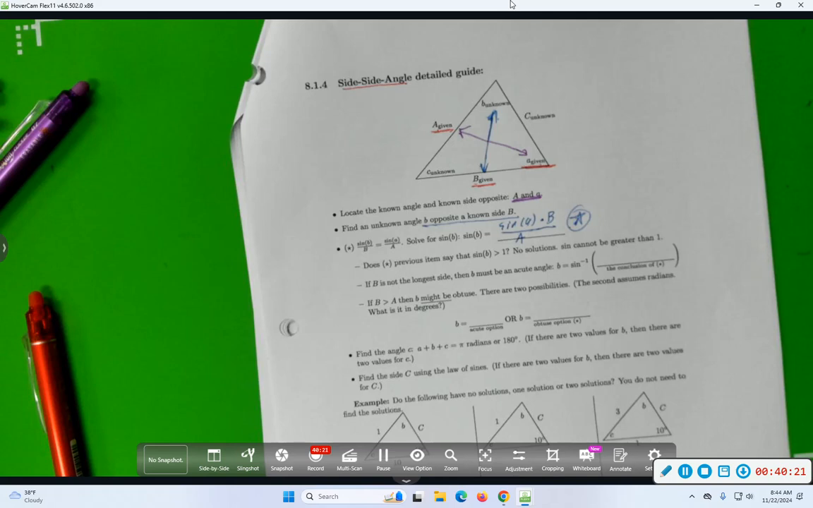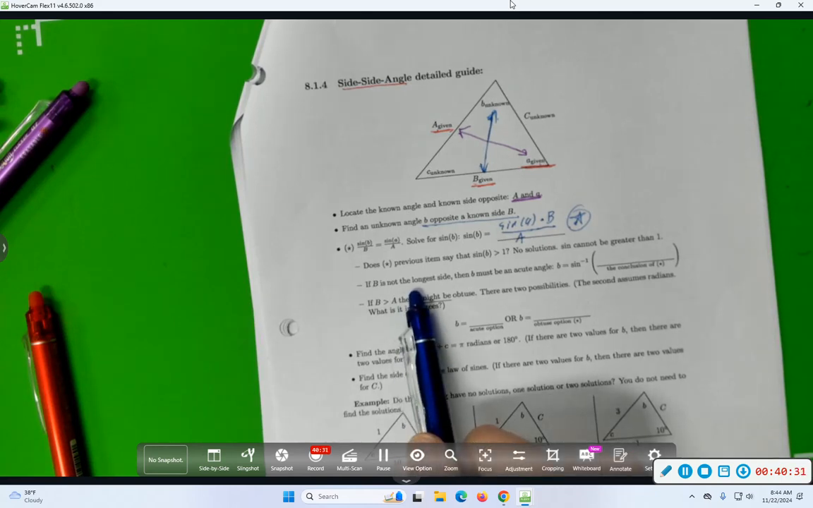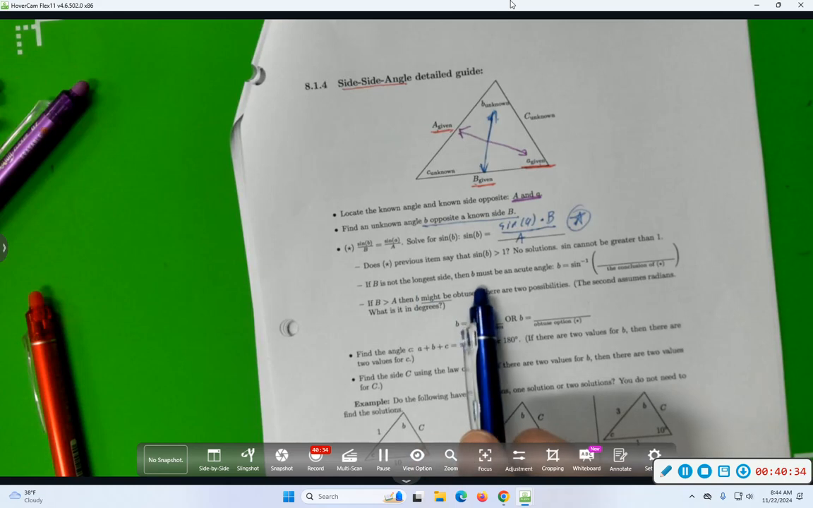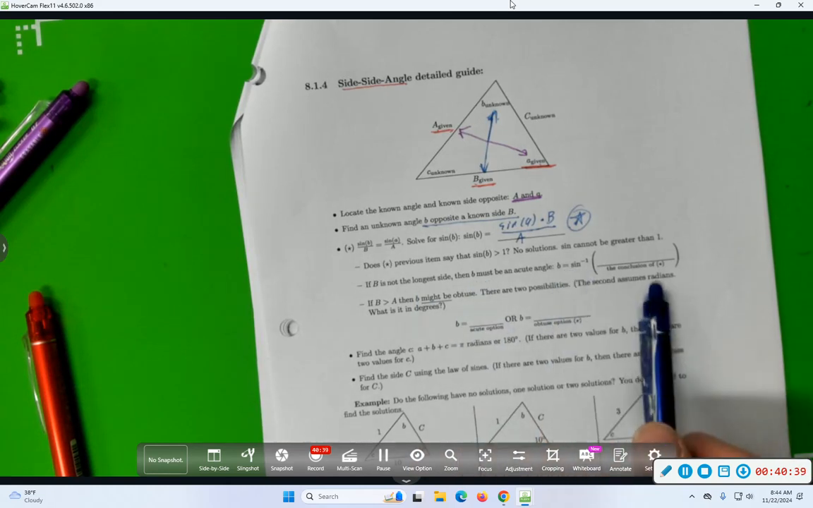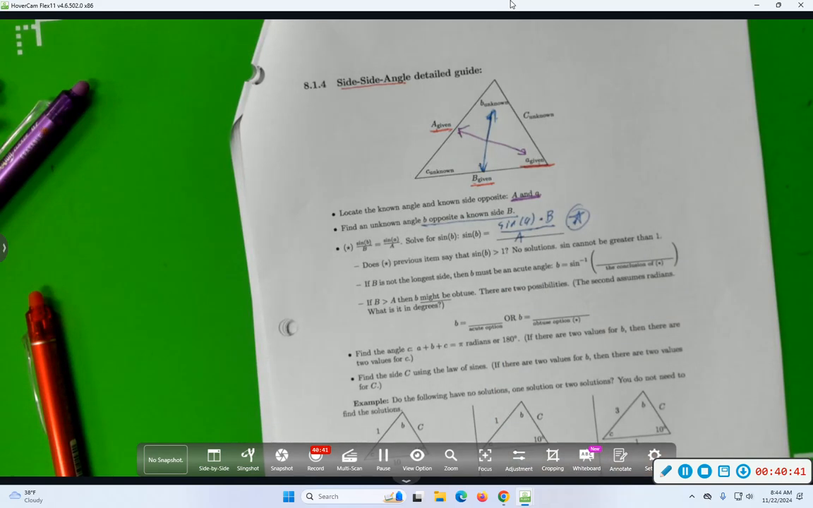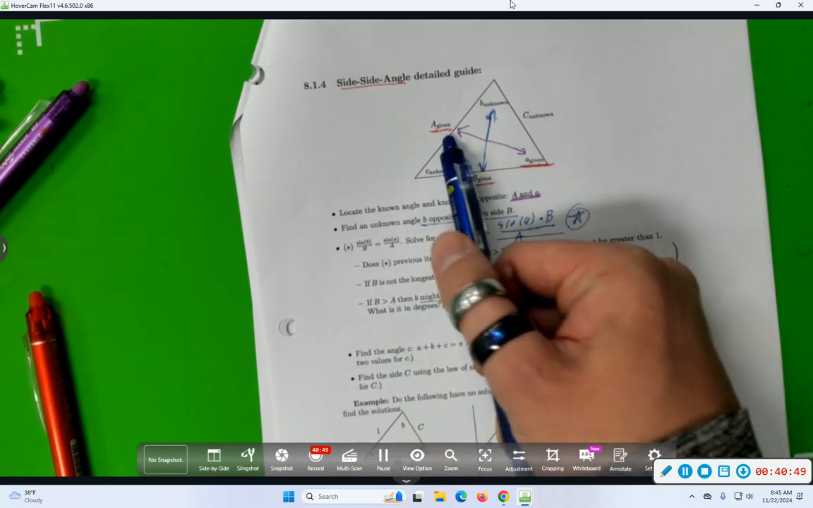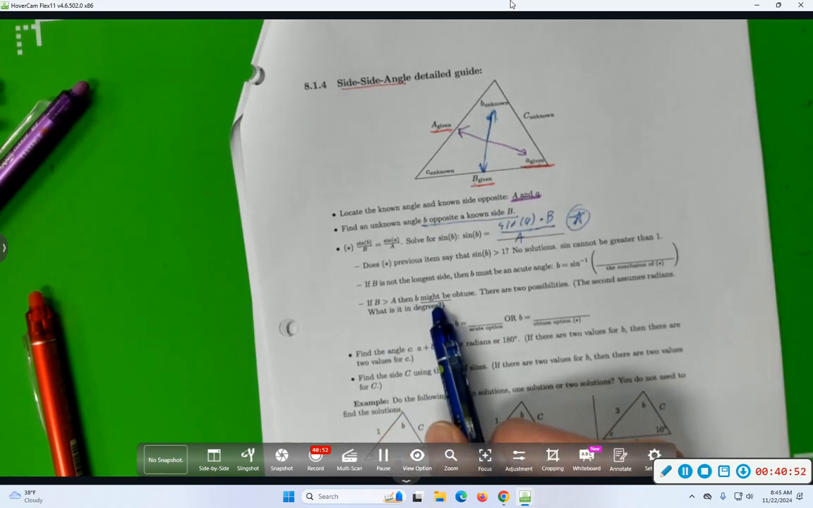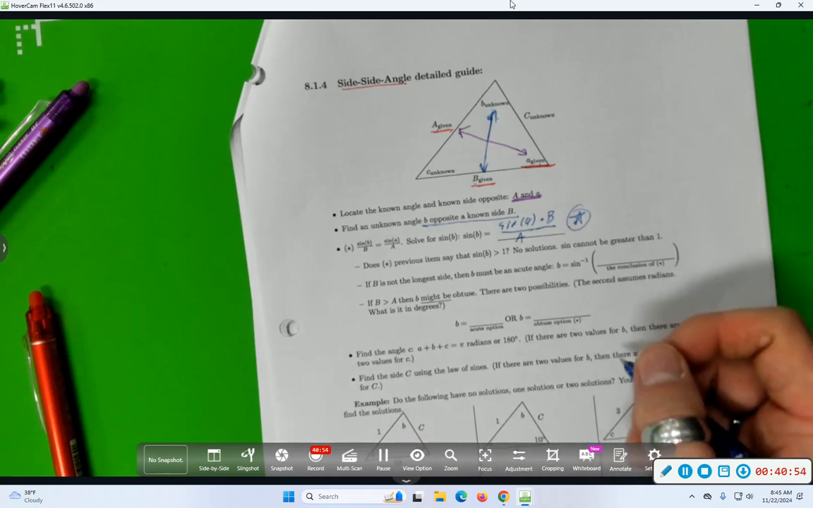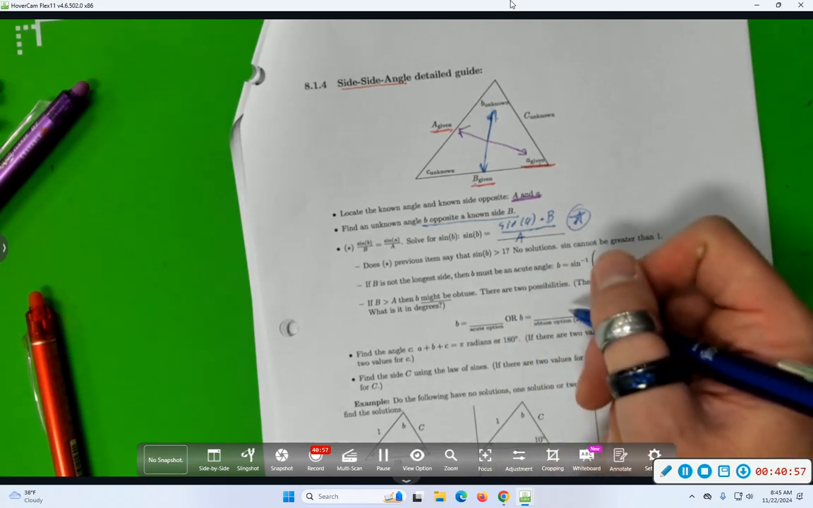Does that line star say that sine of b is bigger than 1? If so, then you should just stop. There are no solutions. Sine cannot be bigger than 1. Else, if b is not the longest side, then the angle b must be an acute angle. So b is equal to the inverse sine of whatever it is you got from step star. That feel good? If side length b is bigger than side length a, then angle b might be obtuse. So there are two possibilities, either the acute option or the obtuse option.